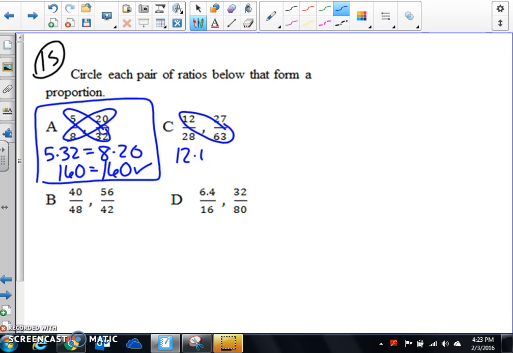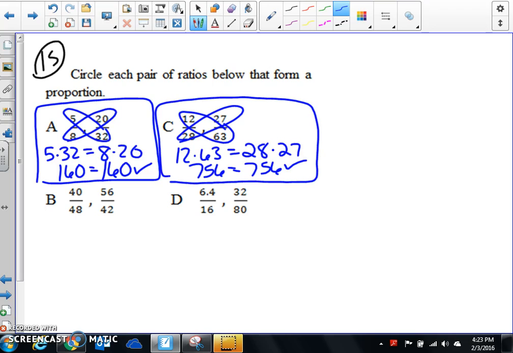Over here, 12 times 63, 28 times 27. All right, so 12 times 63 is 756. 28 times 27 is 756. Those are the same, so that is a good answer choice.